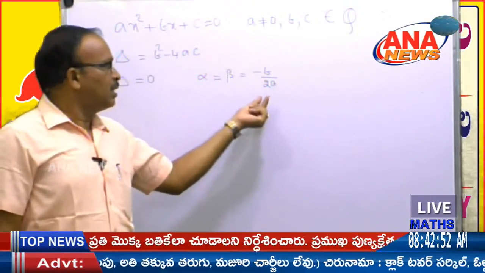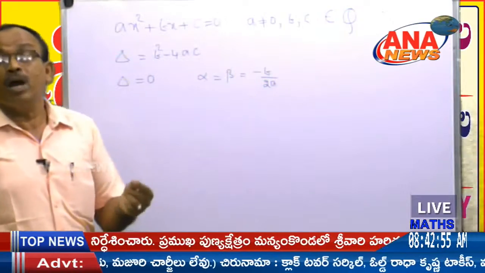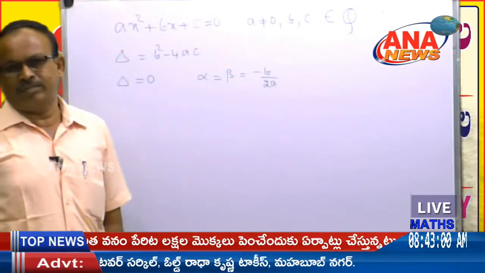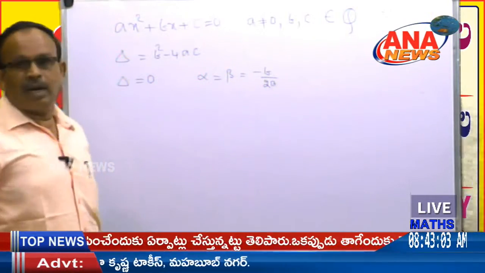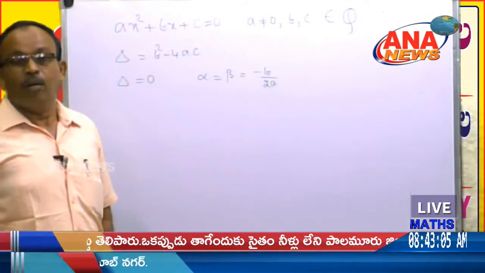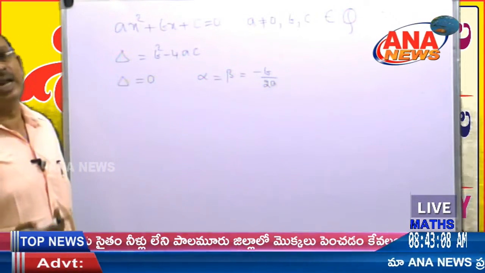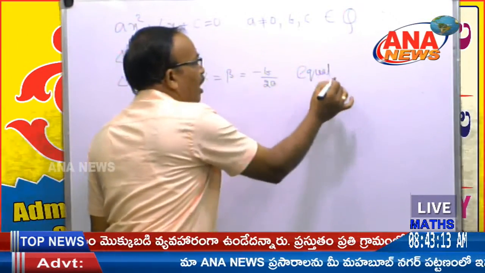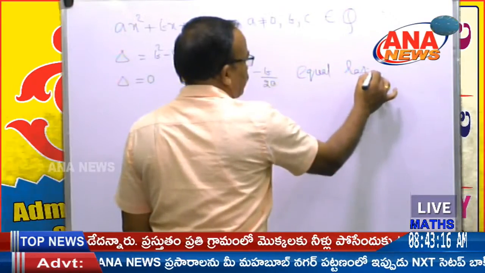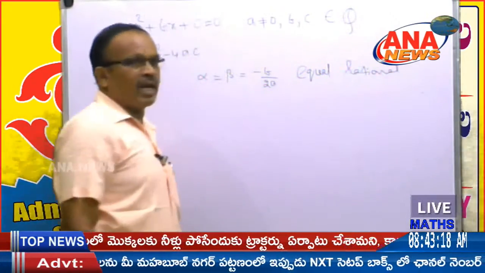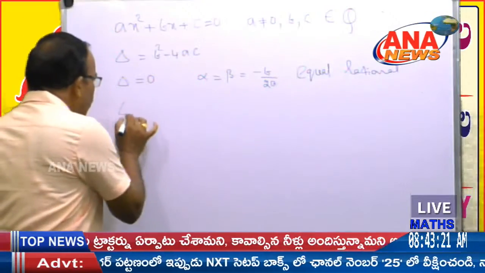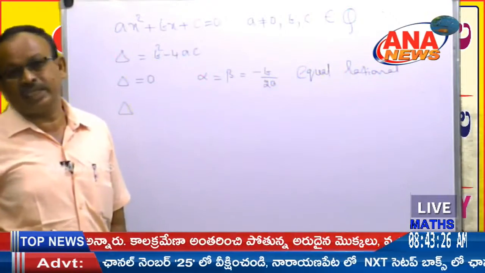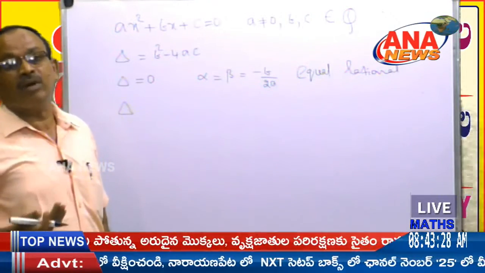In this, a is rational, b also rational. The quotient or product of two rational numbers is rational. So the roots are equal rational numbers. If delta is not equal to 0, automatically there are two different cases: one is positive, another one is negative.